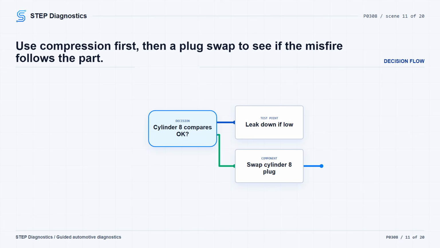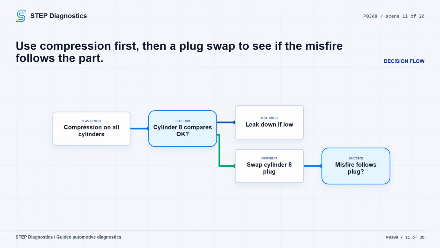If compression is not within specification, perform a cylinder leak down test to separate valvetrain issues from combustion chamber issues, repair as needed, and verify the repair. If compression is within specification, exchange the cylinder 8 spark plug with a known good cylinder, or replace the plug if access makes swapping difficult.